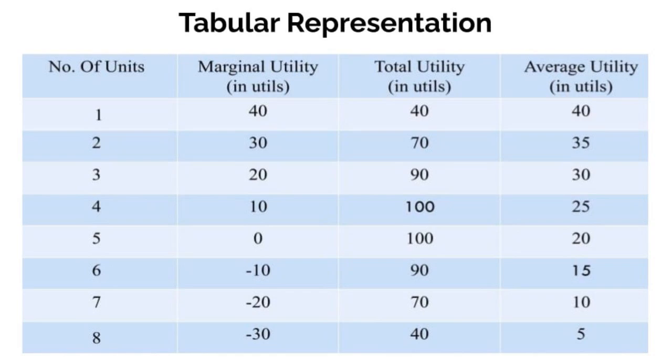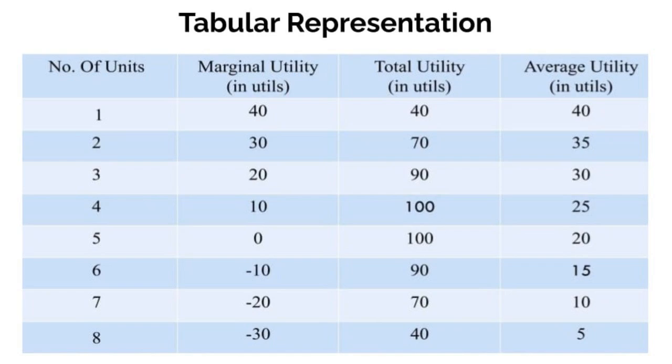Here is the tabular representation of the three kinds of utility, that is marginal utility, total utility, and average utility, expressed in utils. The first column shows the number of units consumed. It starts from the first and goes till the 8th unit of consumption. Now moving to the second column, it displays marginal utility. On consuming the first unit of any particular commodity, a person, suppose, gets 40 utils of utility. When he goes on consuming the second unit, his marginal utility decreases from 40 utils to 30 utils.